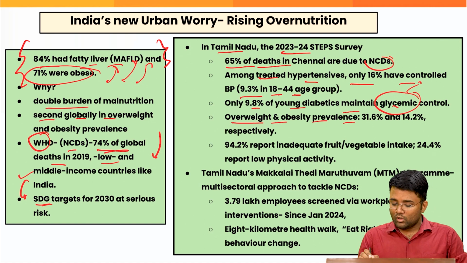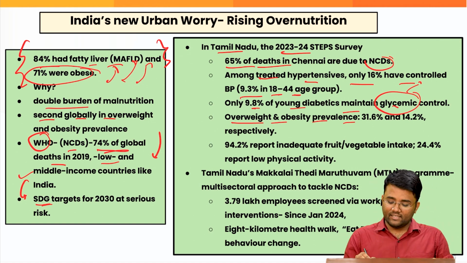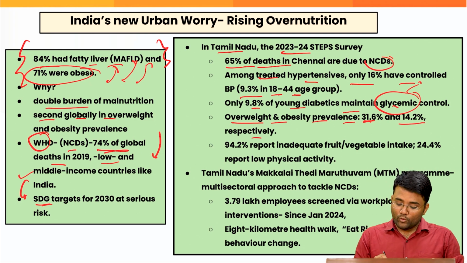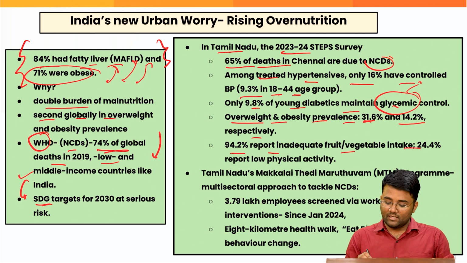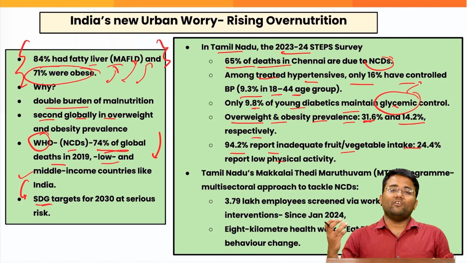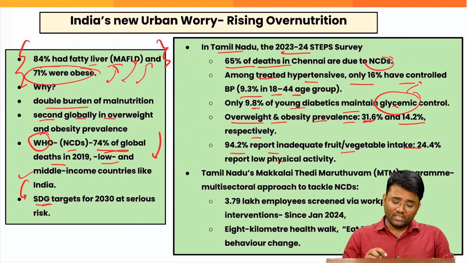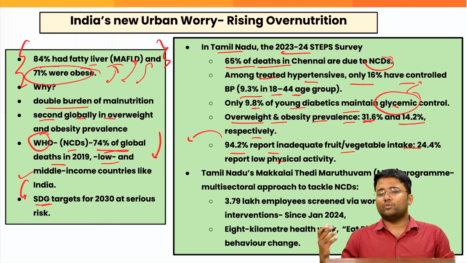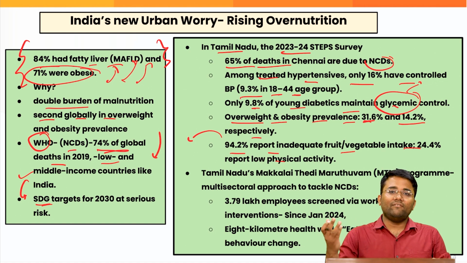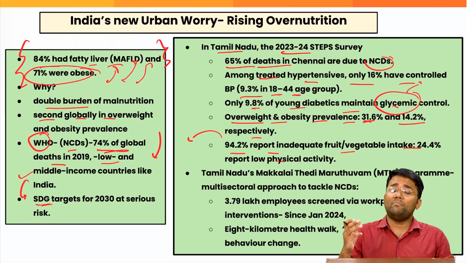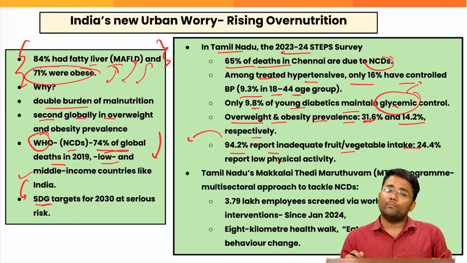Also, the overweight and obesity prevalence in this Chennai region was around 1.6 and 14.2% respectively, and 94.2% report inadequate fruit and vegetable intake, with 24.4% reporting low physical activity. When they are not taking fruits and vegetables, there are multiple other issues that they face, for example, constipation and other issues related to lack of proper digestion, because they do not even have the time to bring the fruits and chop them properly to eat. They do not even understand the importance of these fruits and vegetables, and the various macro and micronutrients they can provide.